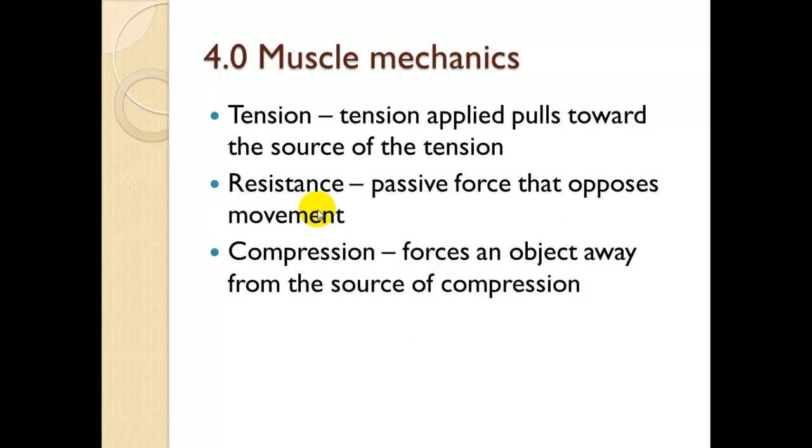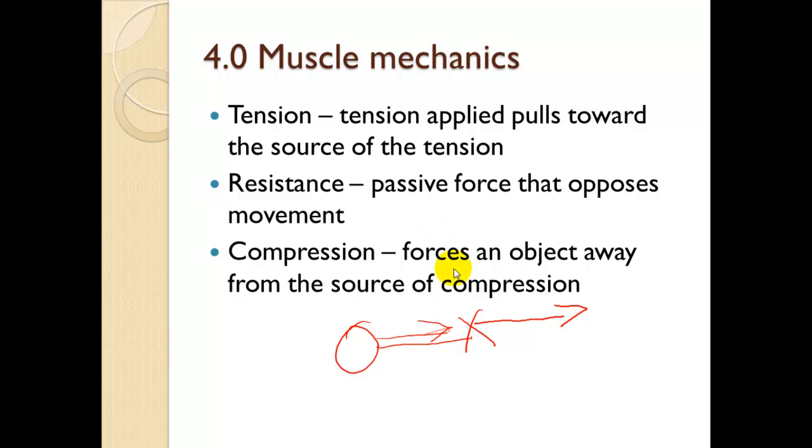Muscle mechanics. We have tension. Tension applied pulls towards the source of the tension, and we'll explain this here in a little bit. Tension applied pulls towards the source of the tension. So, like if there is a ball on a rope, and I have my hand right here, and I start pulling this way, I have applied tension on the rope, and the direction that the tension is coming in is this direction.